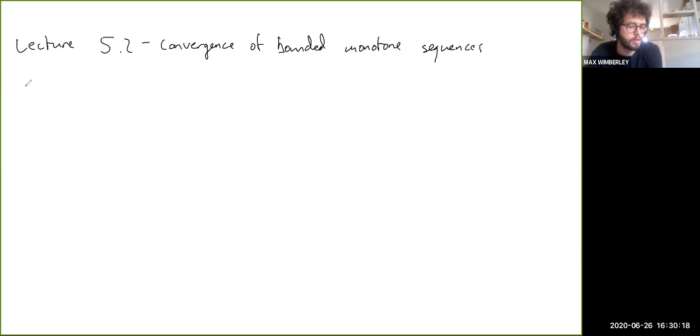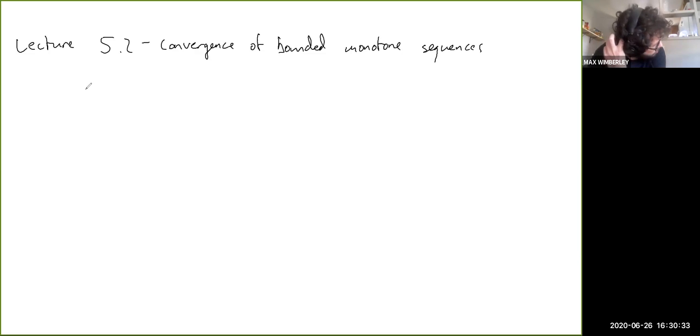So that's actually the content of this theorem, which is just that for a monotonic sequence, it's enough to be bounded to force the monotonic sequence to converge, okay? And this is actually a pretty powerful result.